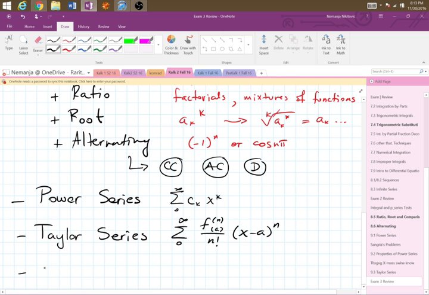We can find the interval and radius of convergence. Now, I told you always use the ratio test.